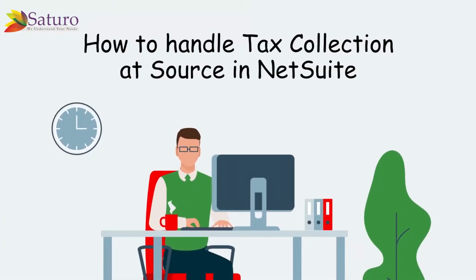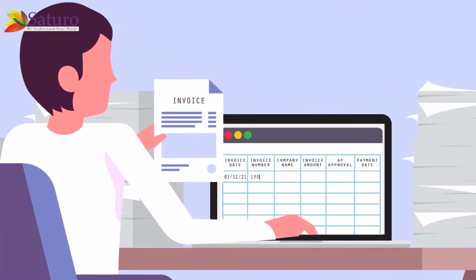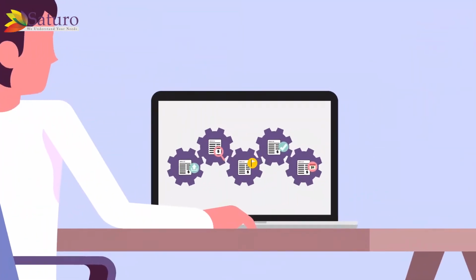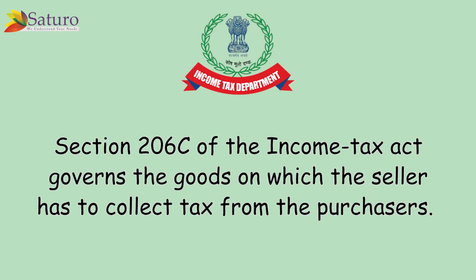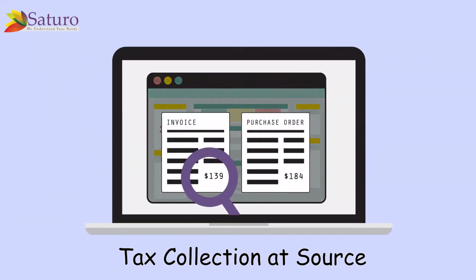How to handle tax collection at source in NetSuite. A tax collected at source is the tax paid by a seller to the government, which he collects from the buyer at the time of sale. Section 206C of the Income Tax Act governs the goods on which the seller has to collect tax from the purchasers. TCS is a tax collected additionally by a seller of specified goods from the buyer at the time of sale, is over and above the sale plus GST amount, and is remitted to the government account.